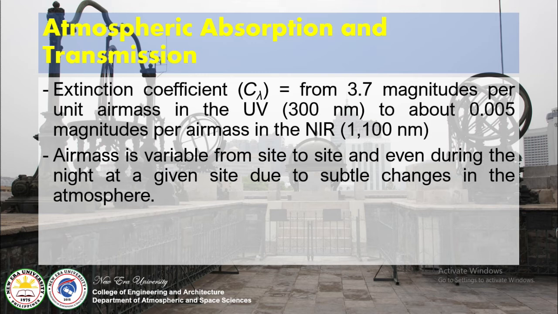Air mass is variable from site to site and even during the night at a given site due to subtle changes in the atmosphere. Therefore, if you are conducting observation, you need to consider the air mass because it is variable. If you go to another place at the same time, the air mass is different because air mass is variable.